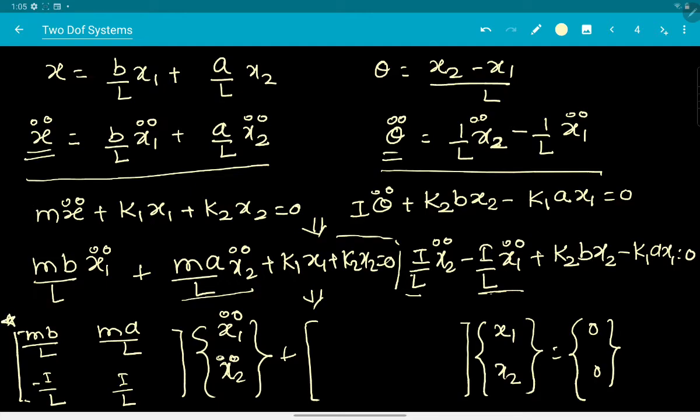Now we are populating the other matrix, which is pre-multiplying the displacement vector, the vector containing x1 and x2. This is the acceleration vector, this is the displacement vector. So let me write down that matrix, where you get k1 here and k2 here, and in the second row you have minus k1 a, and here you have k2 b.